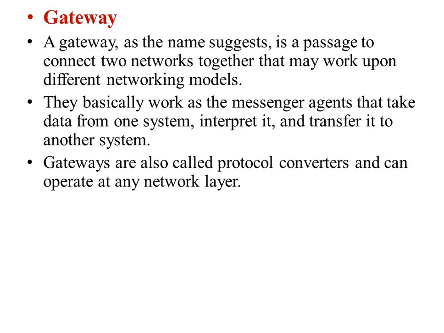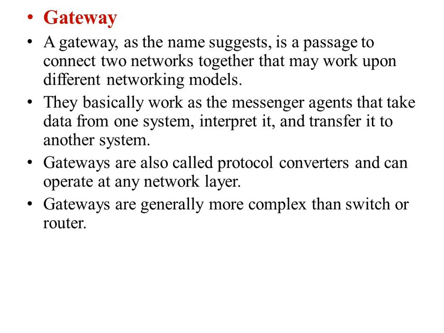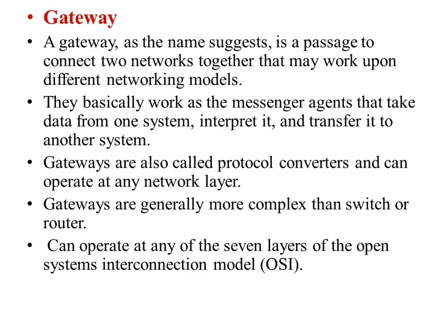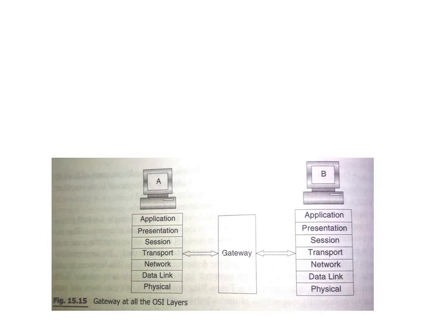We know that in the OSI model there are 7 layers. This gateway will work on all the 7 layers. Gateways are generally more complex than a switch or a router, because the switch and the router work at layer 2 and layer 3 only, but at higher levels the complexity increases. So this gateway will be helpful for that purpose. It can operate at any of the 7 layers of the Open System Interconnection model, that is the OSI model. So this is the 7-layer model.